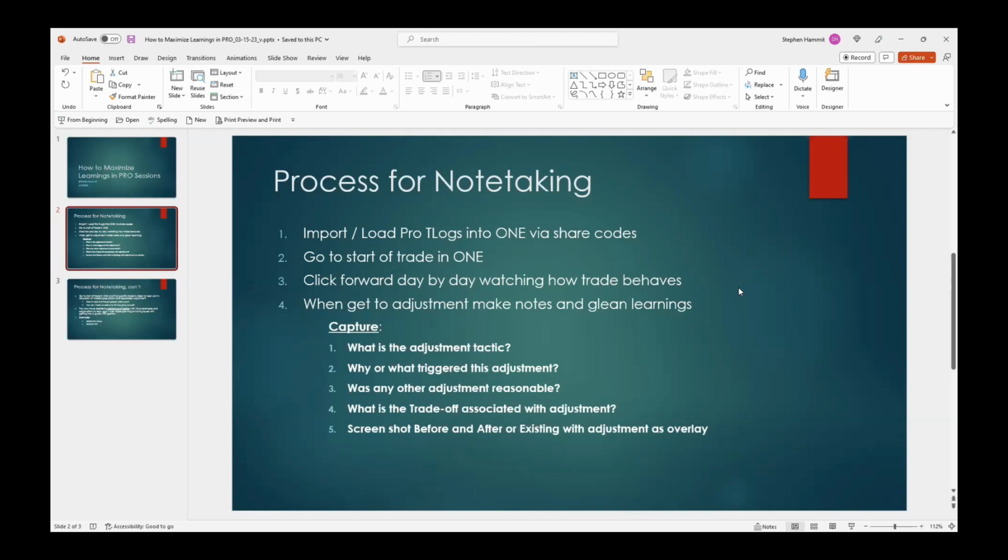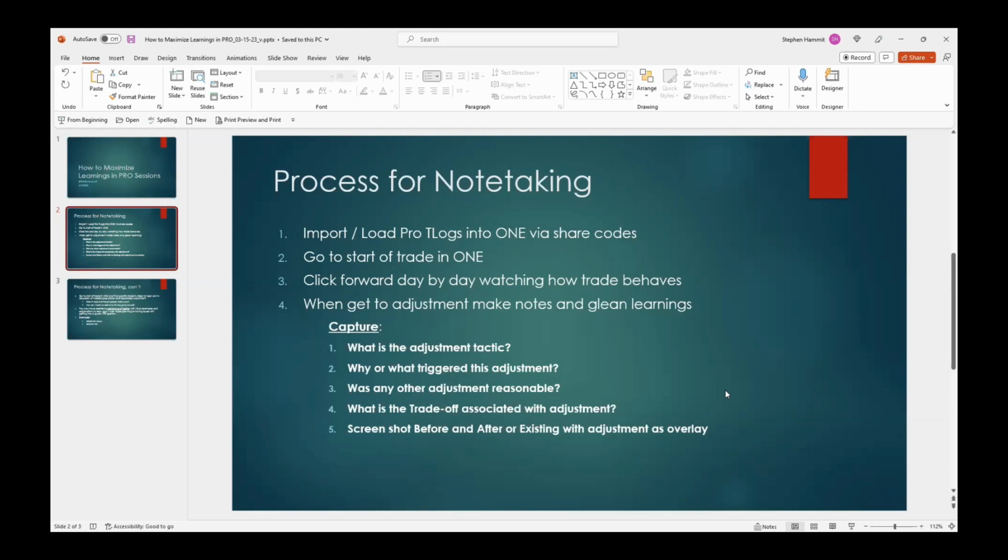You want to break this down and say, what was the adjustment tactic? Why or what was the trigger of that adjustment? Was any other adjustment reasonable that could achieve the objective he's trying to achieve? And as we all know, it's not always trying to get delta back in line. What is the trade-off associated with that adjustment?